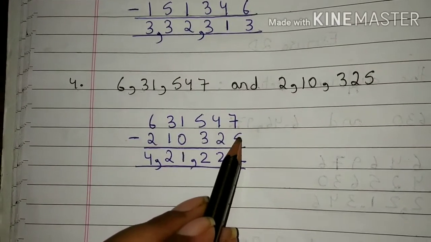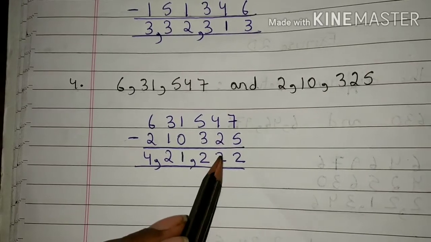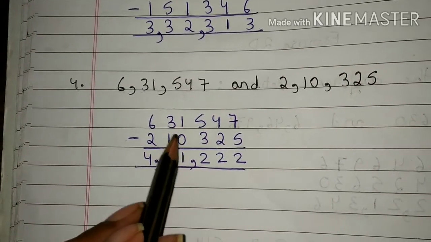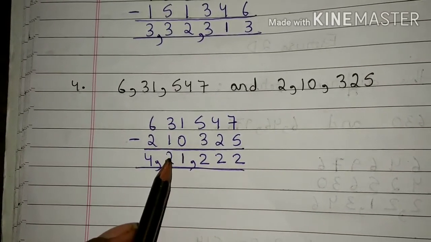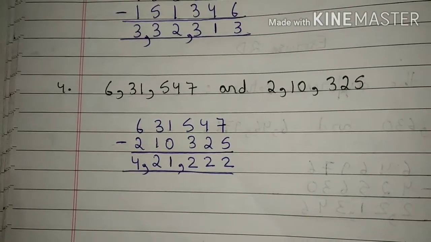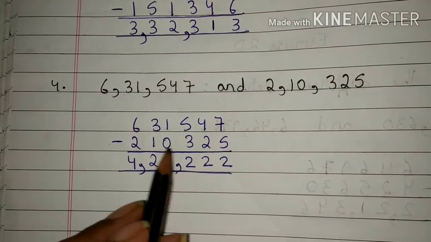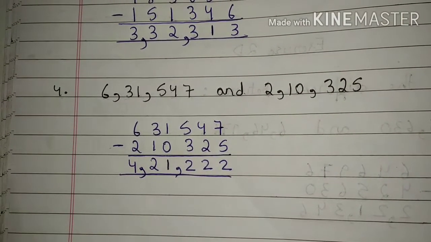7 minus 5 is 2. 4 minus 2 is 2. 5 minus 3 is 2. 1 minus 0 is 1. 3 minus 1 is 2. 6 minus 2 is 4. Students, 4,21,222. This is your answer.